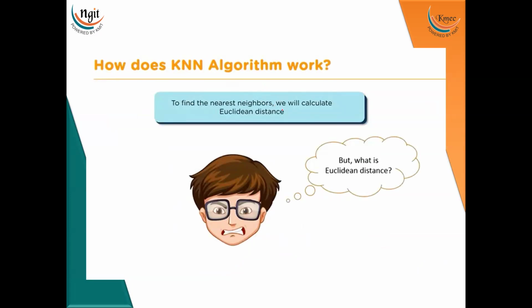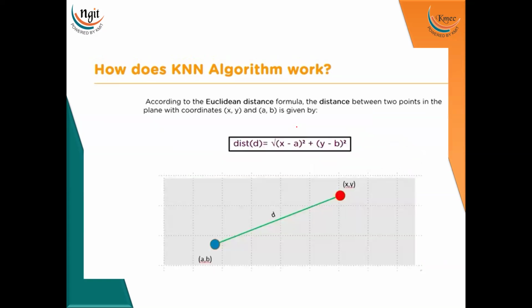First, the very important thing is that we are going to find the nearest neighbors. For that we have to calculate the Euclidean distance. Students, you may already know that in mathematics we have different types of distance, that is Minkowski distance, Manhattan distance, Euclidean distance. The default method for the KNN algorithm is the Euclidean distance. So what is this Euclidean distance? Let us see how we calculate the Euclidean distance between two data points.